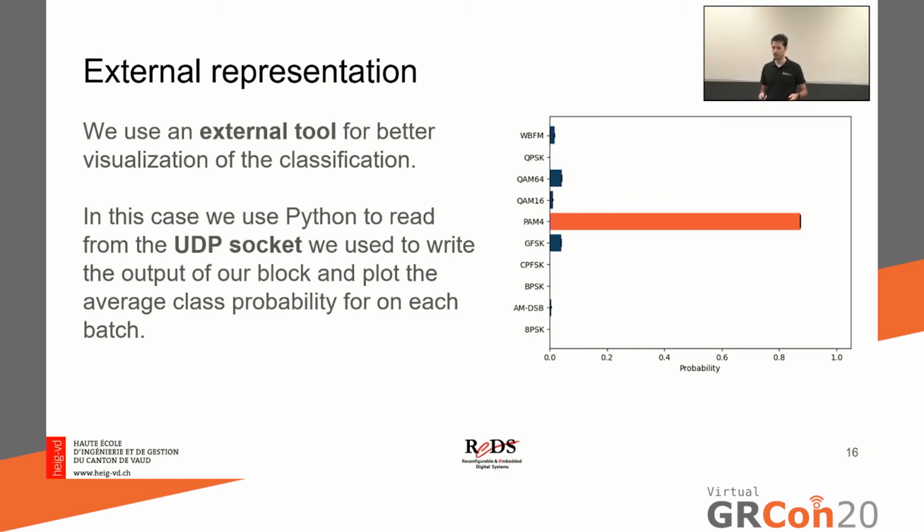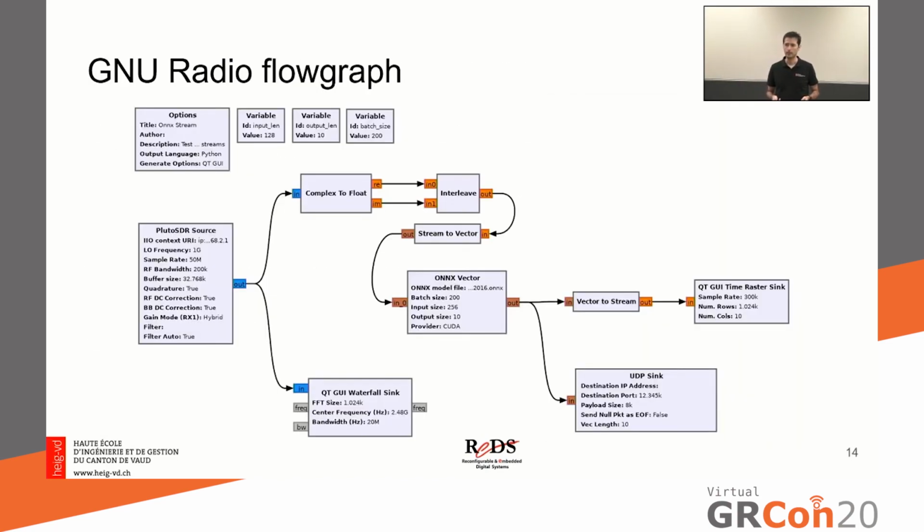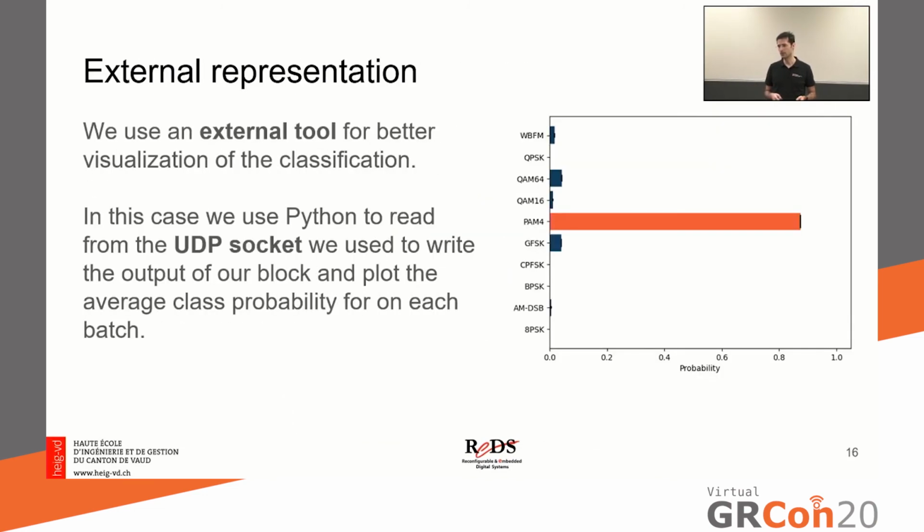So that's why we are using an external tool, which basically reads from the UDP socket, and then it represents the average probability of each of the modulations used on the training for one batch of elements. So here, for example, you have the mean probability on a batch size of 200 inputs of belonging to one of the modulations used in the model.